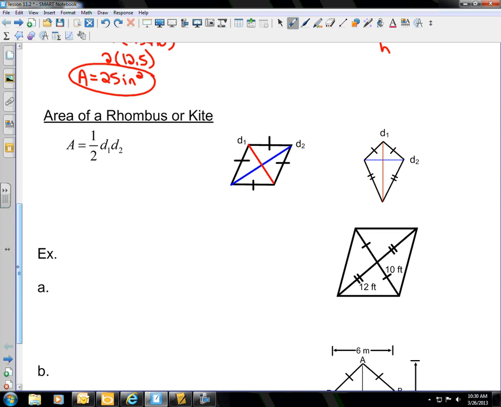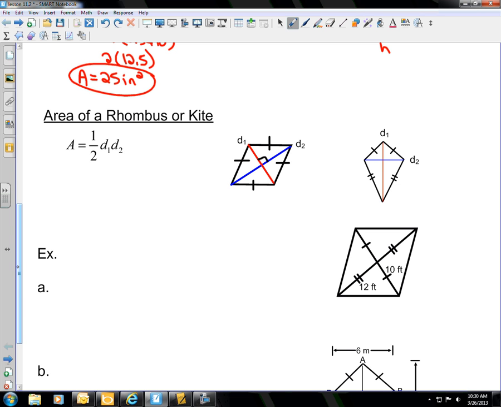Now let's just go back over the properties of the rhombus and the kite. The rhombus is a quadrilateral. It's a parallelogram. All 4 sides are equal. What relationship do the diagonals have? They're not congruent. They do bisect each other. They are perpendicular. Okay, they are perpendicular.